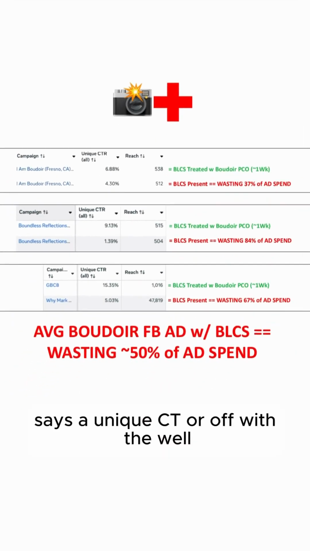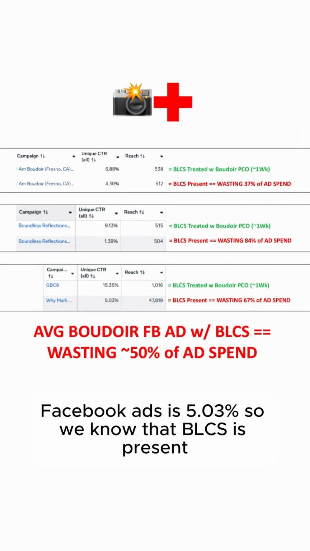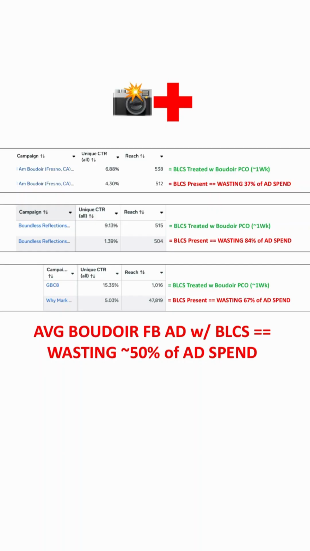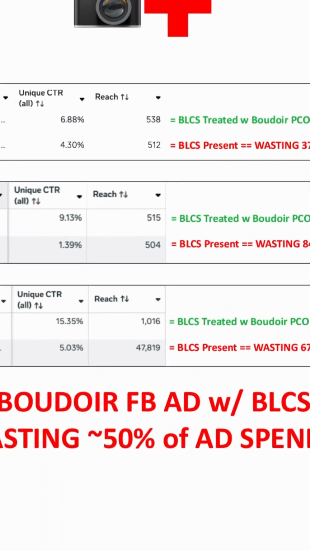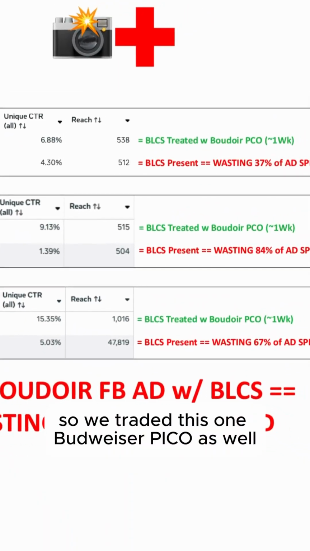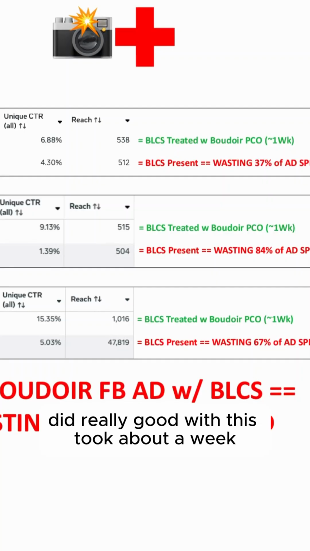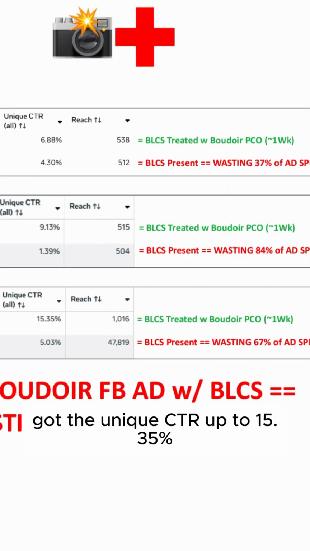Says unique CTR of his Boudoir Facebook ads is 5.03%. So we know that BLCS is present. When unique CTR is under 6%, that's Boudoir low click syndrome. So we traded this one with Boudoir Pico as well. Did really good with this. Took about a week. Got the unique CTR up to 15.35%.